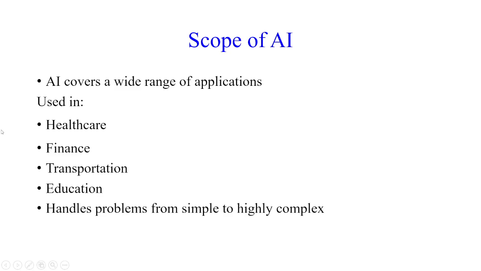So, what is the scope of AI? How wide is its reach? How many areas does it actually cover? AI covers a wide range of applications, genuinely across almost every field of human activity. It is used in healthcare, finance, education. That's what we discussed in the last slide. AI is capable of handling problems that range from simple to highly complex.